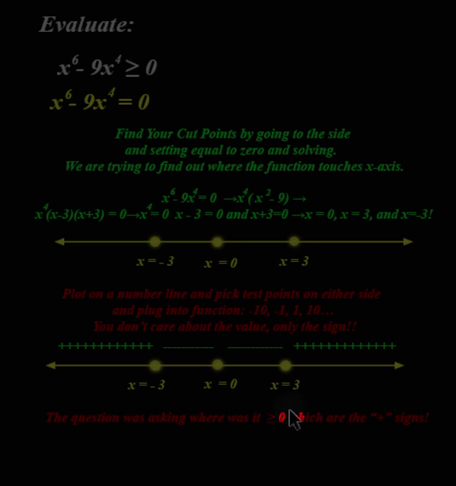The question was asking me, if you remember, where it's greater than or equal to 0, which would be indicated by the plus sign. So we get that from the very beginning. So the plus signs are occurring everything to the left of negative 3, everything to the right of 3. But that's not it. Don't forget that it said or equal to 0. So we have to include this closed dot here.